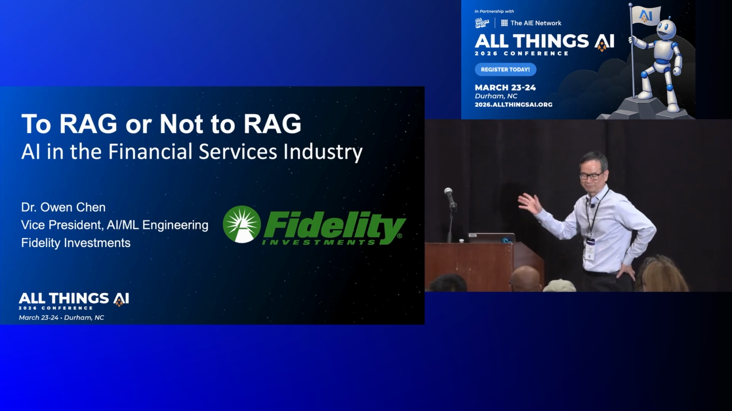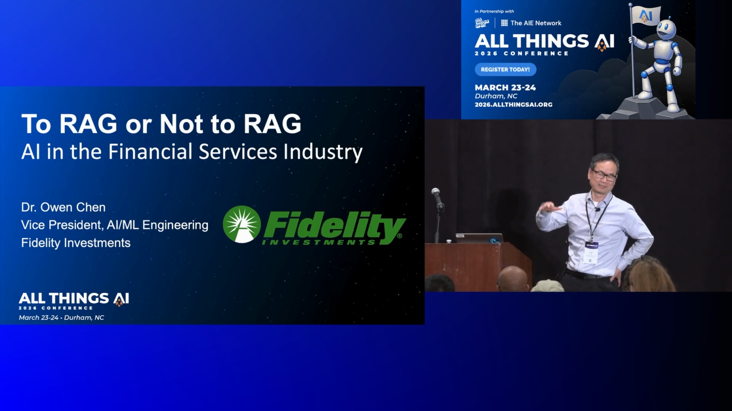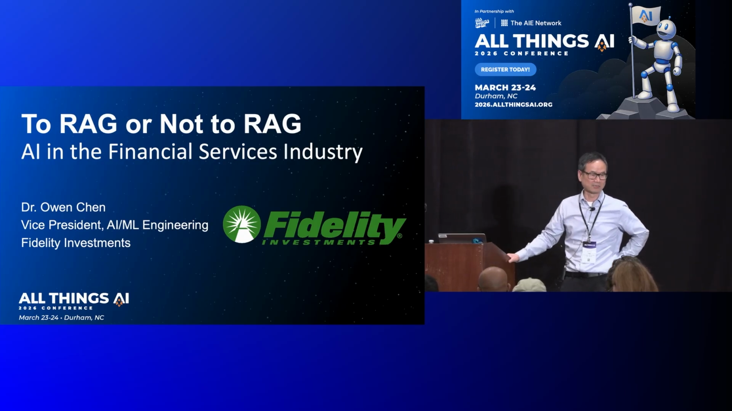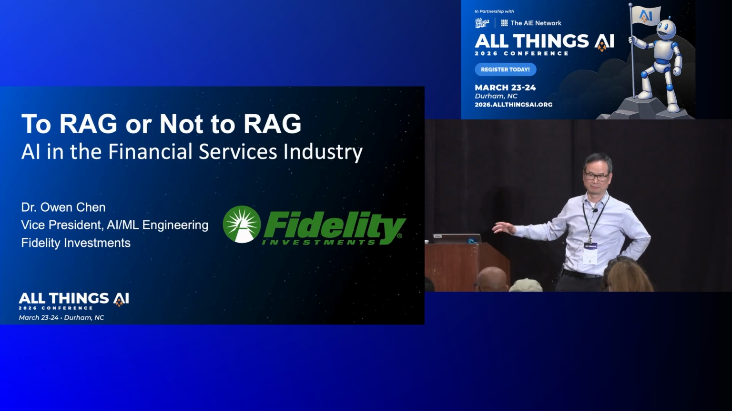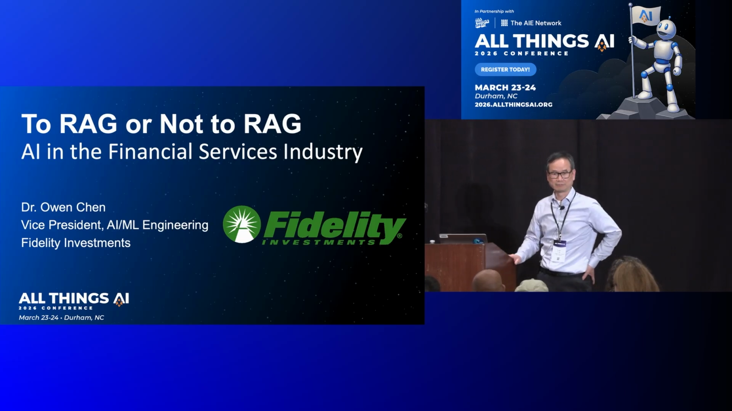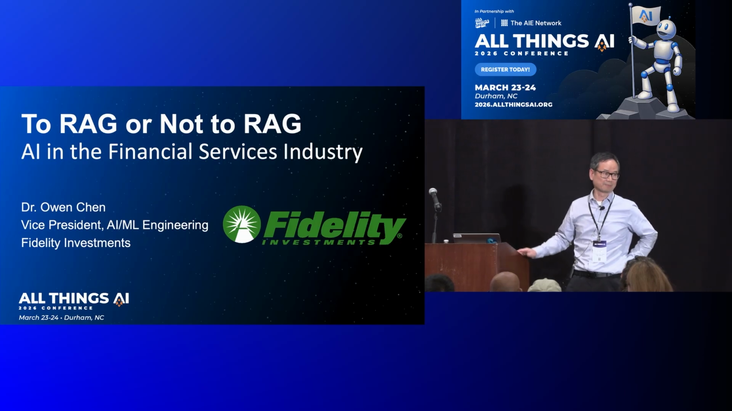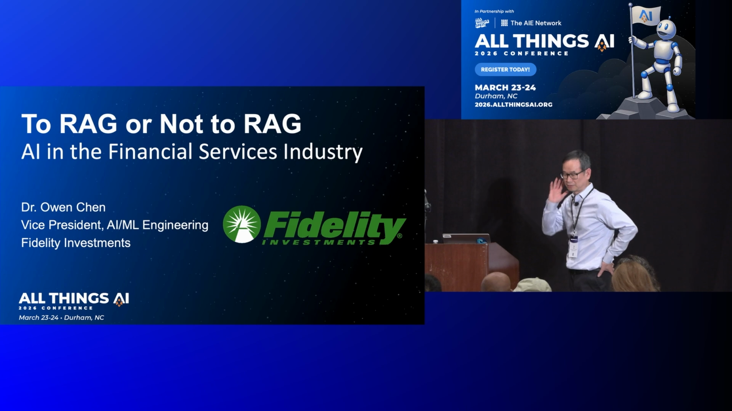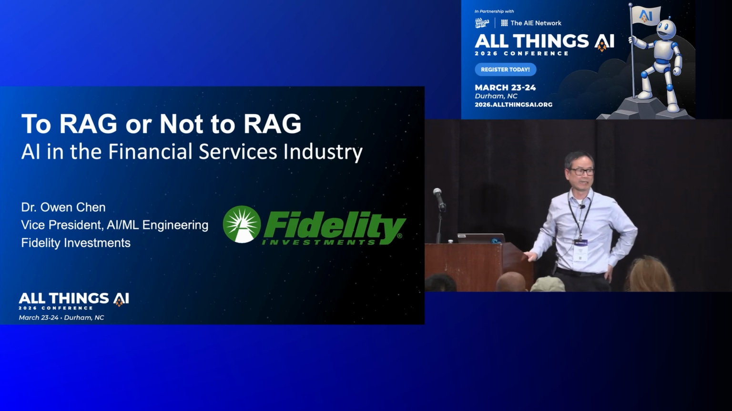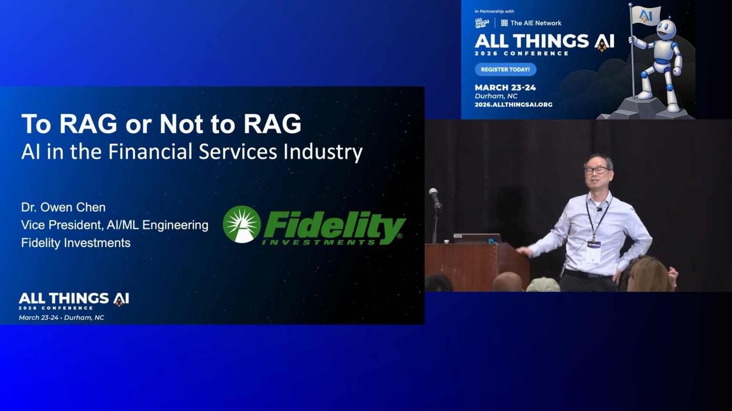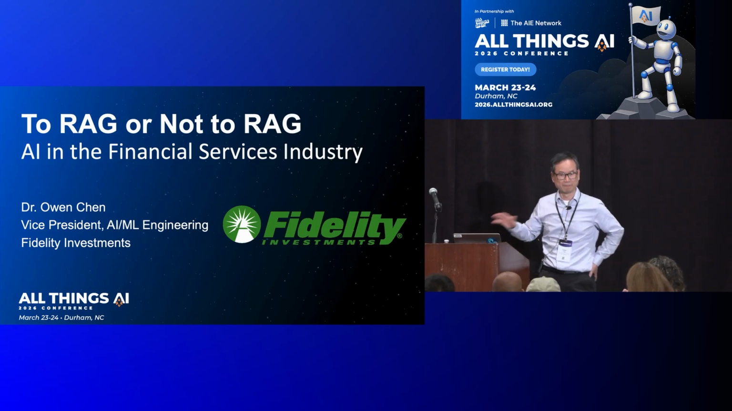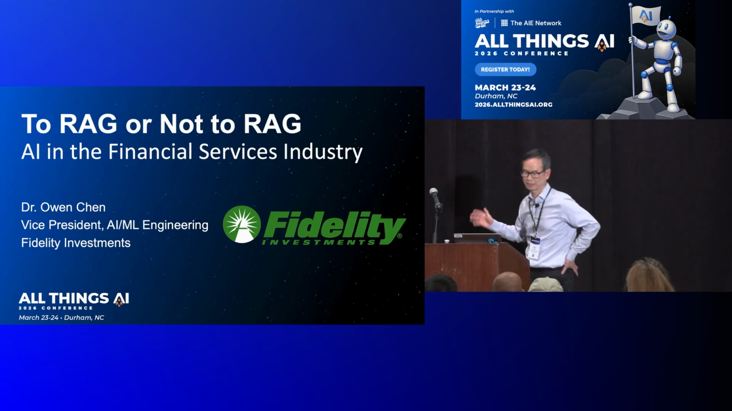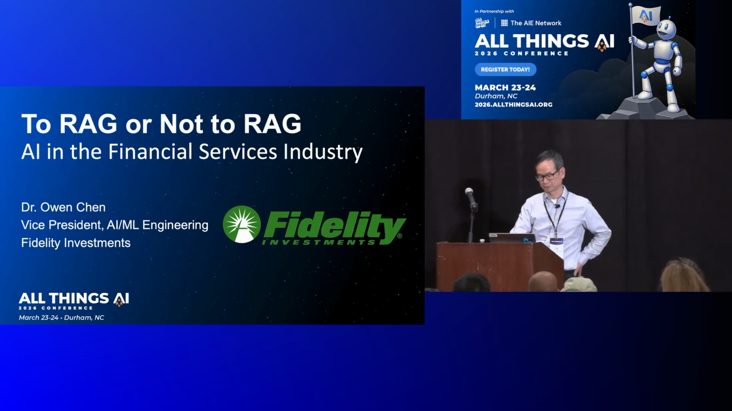So the title is "To RAG or Not to RAG." Since everyone's showing up here, I assume everyone has heard this term RAG before, retrieval augmented generation, which is one of the most adopted AI in enterprise. Even though my talk today is focusing on the financial service industry, it's a similar environment in highly regulated industries like healthcare and pharmaceutical; you will probably have a similar landscape as well.